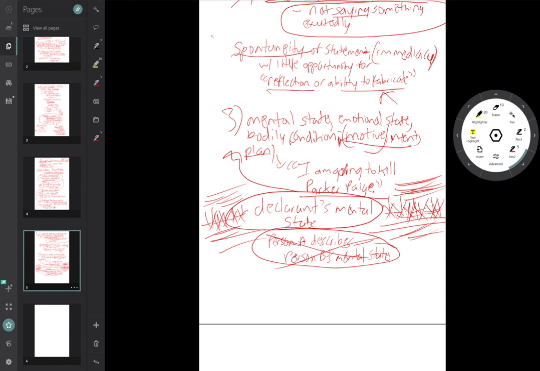Think about what the rule against speculation is. You wouldn't allow a witness in court to talk about the mental state of someone else, right? So why would you create a hearsay exception that allows someone to do that very thing outside of court and then bring it into court through a hearsay exception? That makes no sense. So, of course, the mental state exception here is very narrowly tailored to prevent exactly that kind of speculative danger that is precluded by Rule 602.